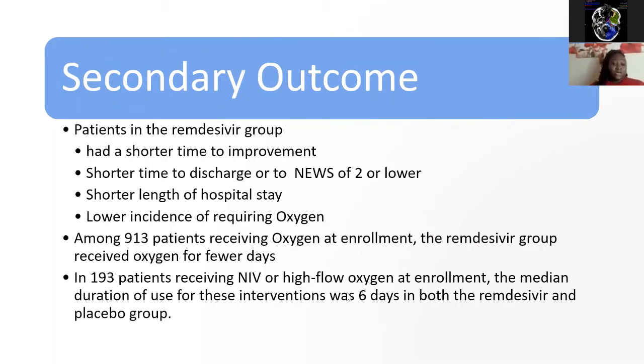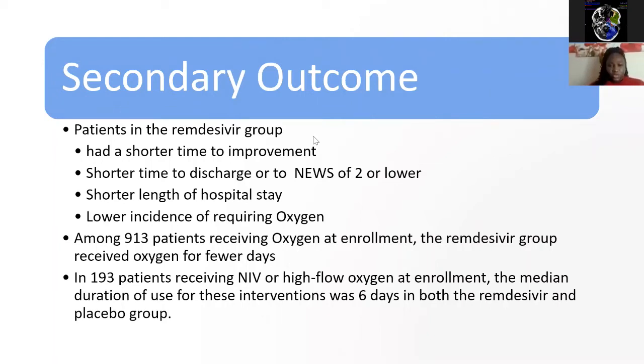Now, what this is stating is that for those requiring NIV or airflow oxygen, that's like getting to very severe COVID-19 disease, it was still the same number of days. So the use of Remdesivir in those with very severe COVID-19 disease did not change it.